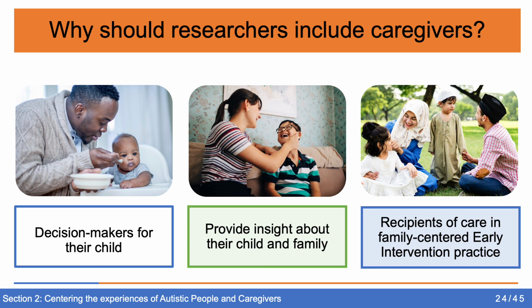This means they focus on helping caregivers understand their child and support their child's development. In this way, caregivers are also a recipient of care in EI systems. Their priorities and preferences must also be considered when designing interventions and related research.